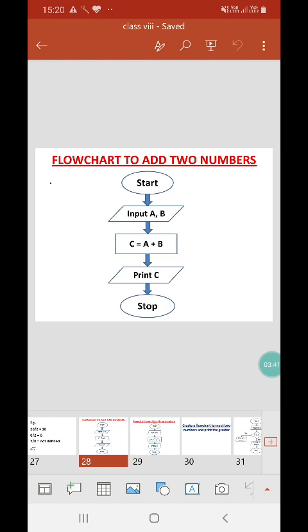Then there is an arrow mark, which denotes the flow lines, the flow of the diagram. After start, I have used the parallelogram symbol. This is the input or output symbol. Input and output symbols are both in the shape of a parallelogram. In that symbol I have written input two numbers A and B. Two numbers are inputted in my program, and then the flow line leads to a rectangular symbol, called the process symbol. The processing of data takes place there.